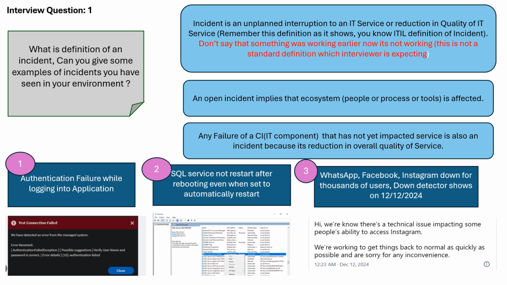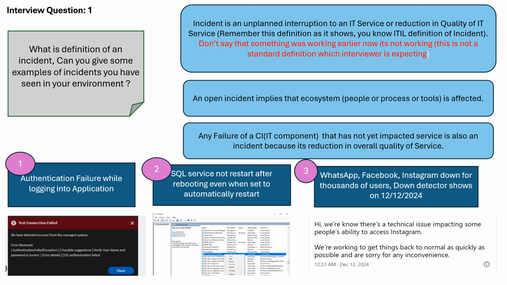You should try to give an answer which is based on a framework. So let's say your answer should be: an incident is an unplanned interruption to an IT service or a reduction in the quality of an IT service. This is the definition which shows that you know what an incident is from an ITIL perspective. If any incident is open, it means that the system is affected. People, process, tools, technology, anything is affected or impacted.